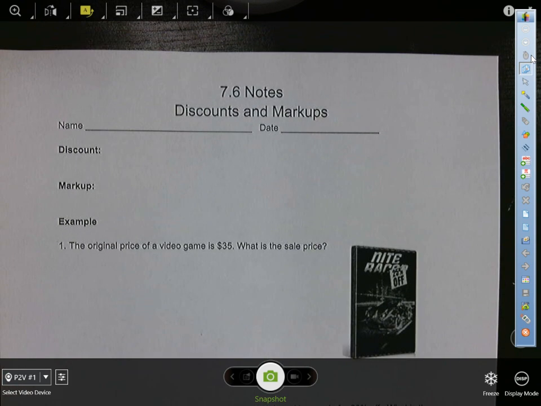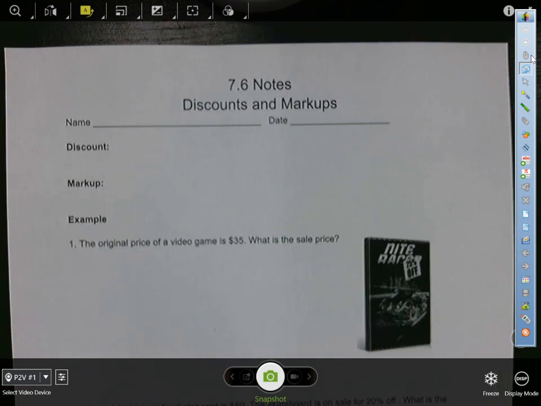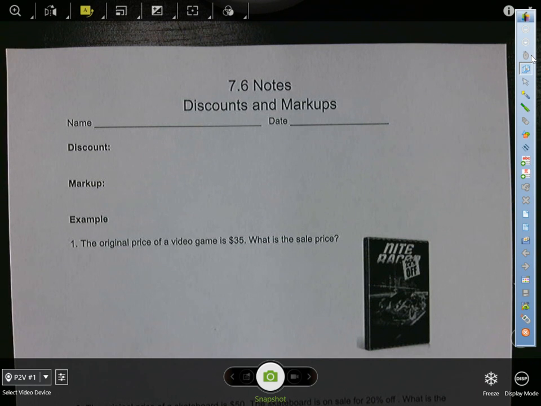Guys, so we are starting section 7.6, discounts and markups. Our goal, students will be able to solve problems involving discounts and markups. Okay, so what exactly is a discount?